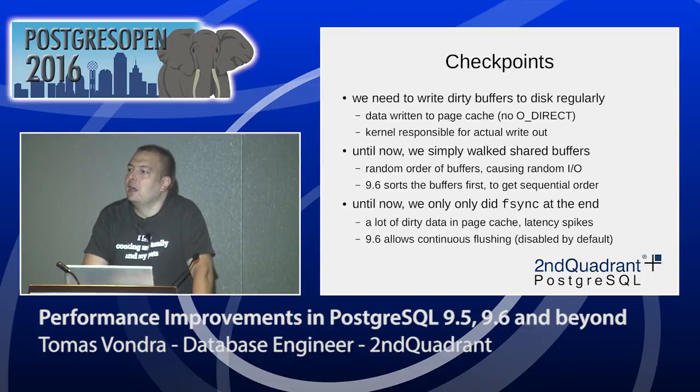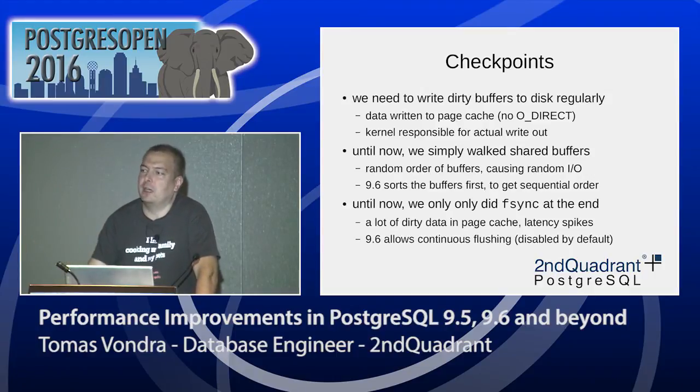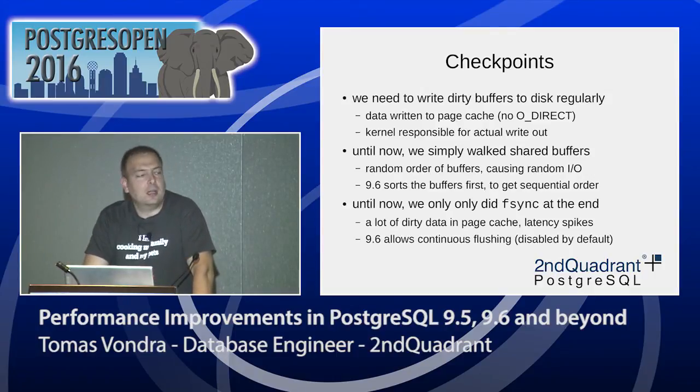And second thing, we don't really let the kernel, the page cache, accumulate large amounts of dirty data, which results in latency spikes. But we do a flush fsync on the data files once in a while, which means that the kernel will write the data in smaller chunks, and it's going to be more sequential.